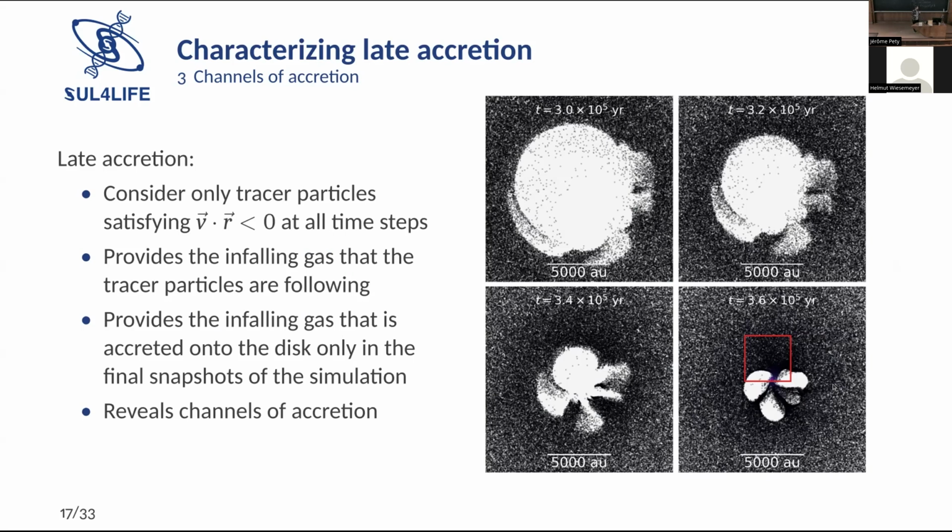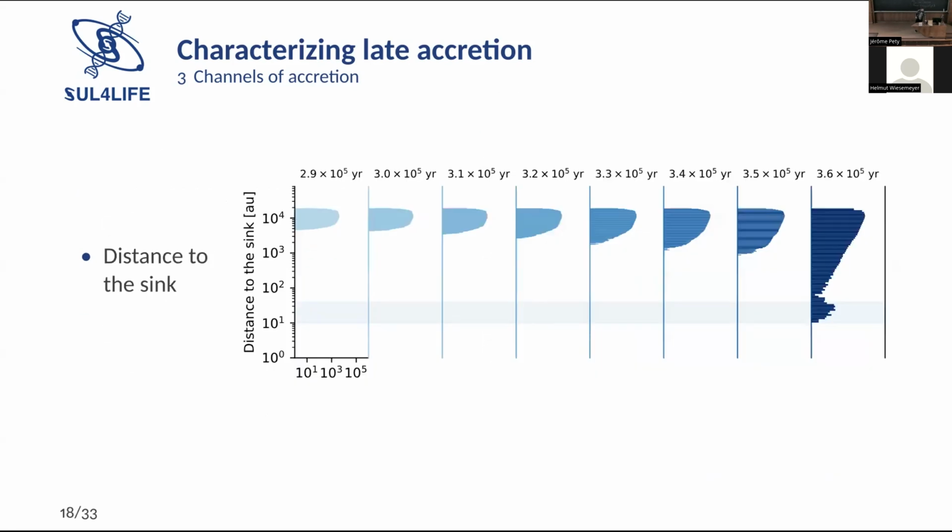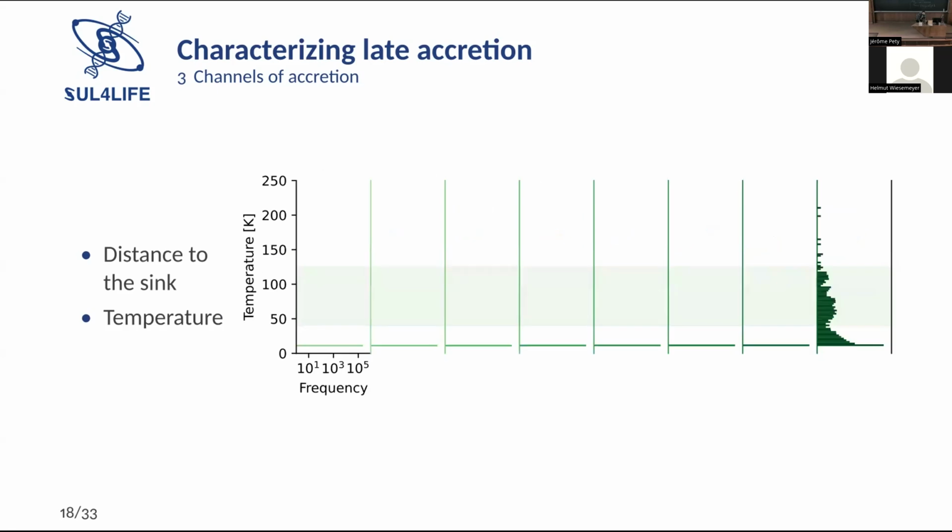But we can do the same analysis of the histogram with this cloud of tracer particles. So this is the distance again. But more importantly, I think, is the temperature, because what this is telling us is that all the tracer particles that are late accreted spend most of their lives at 10 Kelvin, but they are only heated at the end of the simulation. Okay, so this is again important for their chemical evolution, and we will see later what difference this may have in the chemical composition of the disk.